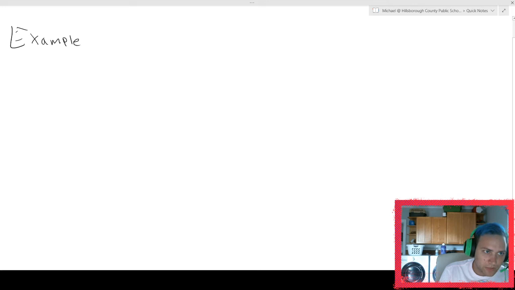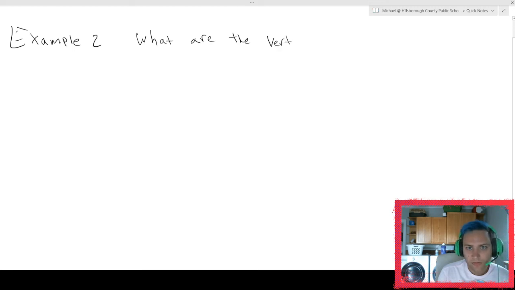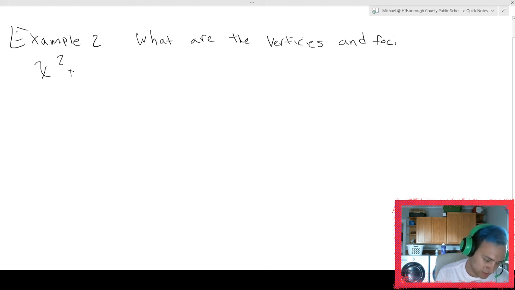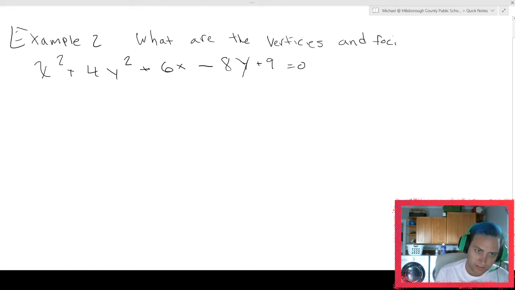Okay, example 2 says, what are the vertices and foci of the given equation? The given equation is going to be x squared plus 4y squared plus 6x minus 8y plus 9 equals 0. Let me make that y a little bit better. There we go. Okay, so we did this with the parabolas.